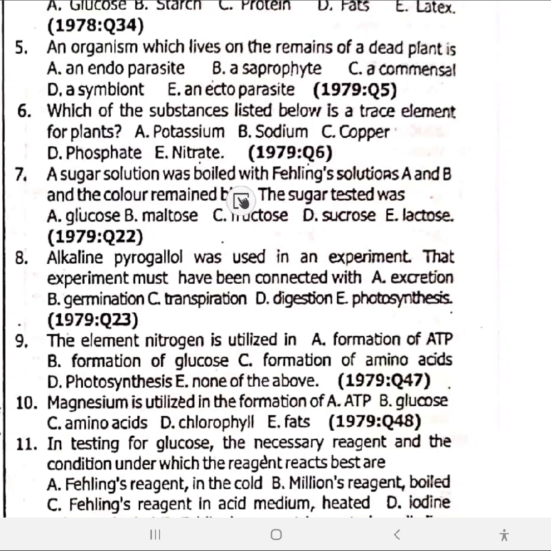Let's go back to the question. A sugar solution was boiled with Fehling solution A and B, and the color remained blue. The sugar solution tested is sucrose. Remember, it's sucrose. Now, they can ask you this question as: hydrochloric acid was added to sucrose, and then sucrose was boiled with Fehling solution, and the color will change from blue to orange. That will show you that that's a positive test for sucrose when you use Fehling solution. So in this case, number 7 is option D.